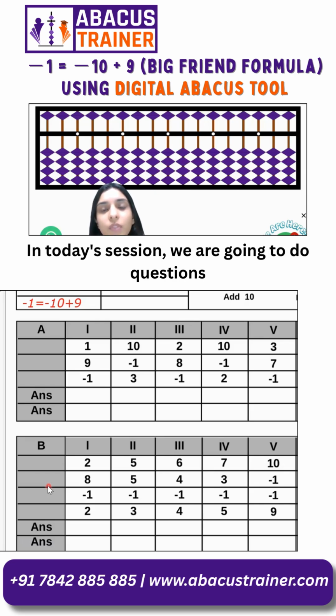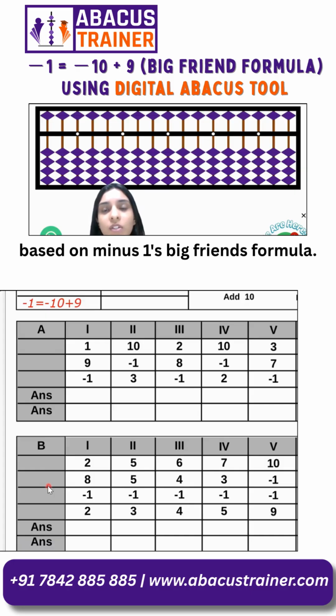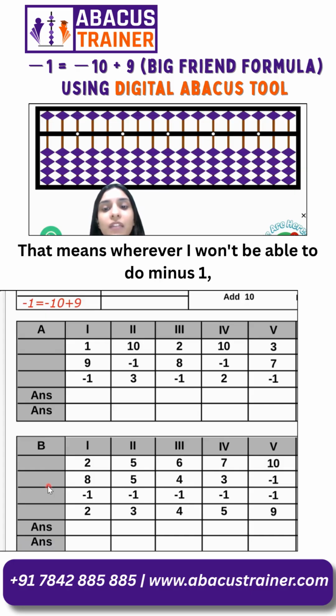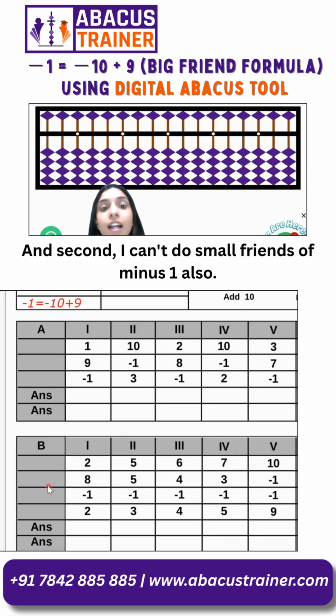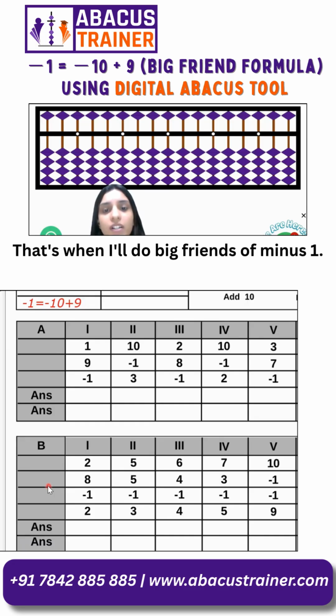In today's session, we are going to do questions based on -1's big friends formula. That means wherever I won't be able to do -1, I won't have enough beats to do -1, and second, I can't do small friends of -1 also. That's when I'll do big friends of -1.